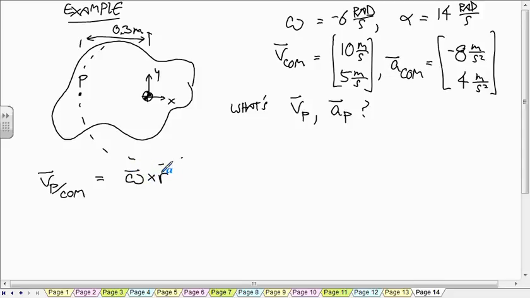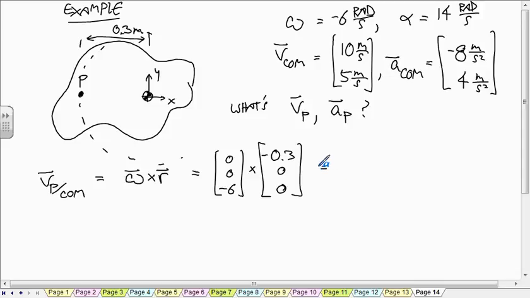That's omega cross R. What's omega as a vector? Yep, 0, 0, -6. What's the R vector? Yep, so in the negative x direction, so -0.3, and then 0, 0. Take that cross product and you get, and then positive, right?